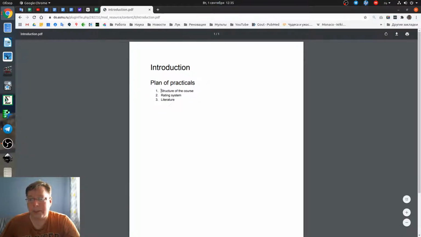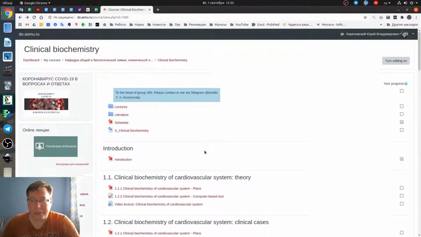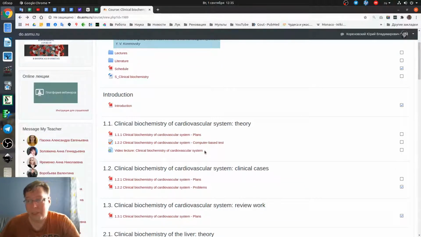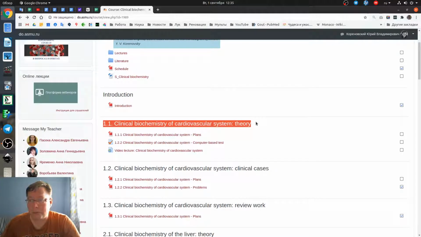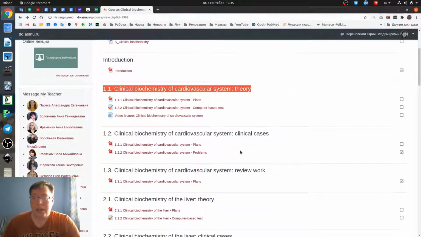It contains plans for the practical structure of the course, rating system, and literature. So this is a first lesson, or zero lesson. All parts of this course will contain two main parts: theory and clinical cases. You can find this theory in the first section of this course, clinical biochemistry of cardiovascular system theory, and clinical biochemistry of cardiovascular system clinical cases.